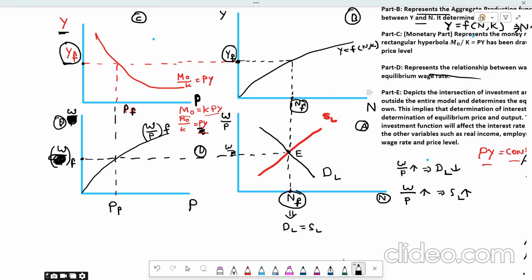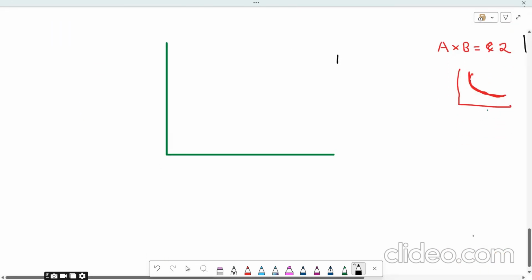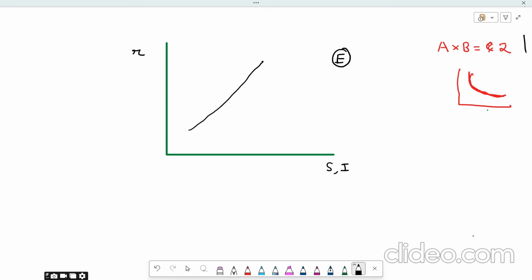Now one part is remaining, that is part E. Part E will give us the equilibrium of the goods market. This is a very simple part: the savings and investment will be on the x axis and rate of interest will be on the y axis. We know that when the rate of interest rises, saving also rises, so it is a positive function, and when the rate of interest rises, investment falls, so it is a negative function.